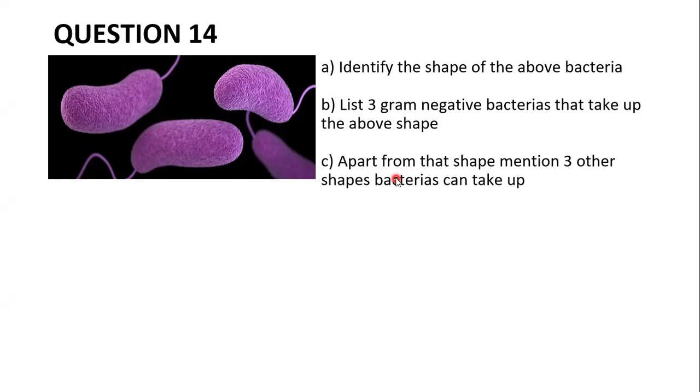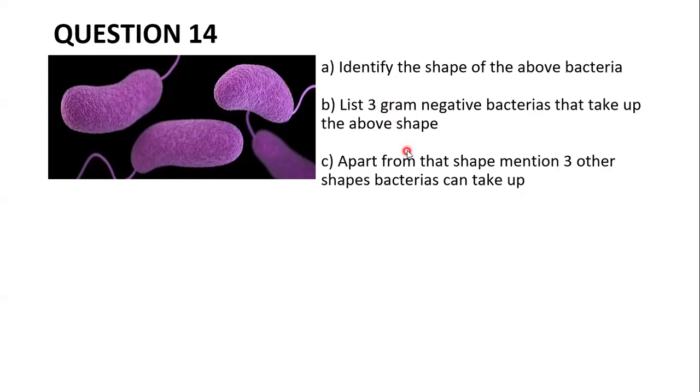There is the diplococci, there is the bacilli, there is the cocobacilli, and then there's this one, which is curved, okay? Comma-shaped, or you can say curved. Then what are the 3 gram-negative bacteria that take up this comma shape? We have Vibrio cholerae, good. We have Campylobacter jejuni and Helicobacter. Okay.